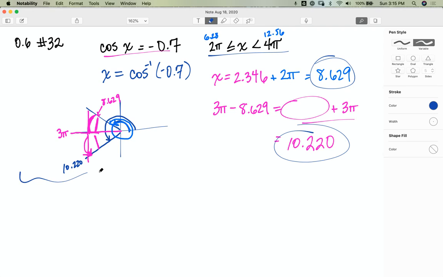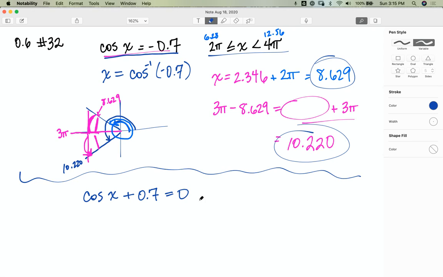look at solving this equation completely graphically. And here's how I would do that. We know we want to solve this between 2 pi and 4 pi. And here's the equation we want to solve. So one way to work this out would be to move all of the terms over to the left side of the equation so that we have cosine of x plus 0.7, and that right now is equal to 0.